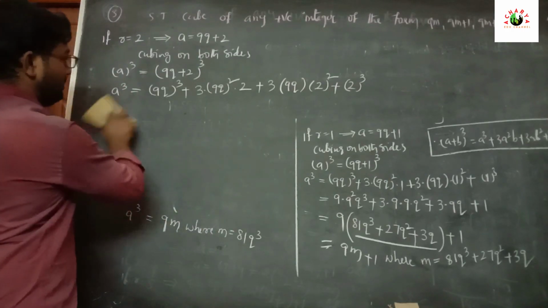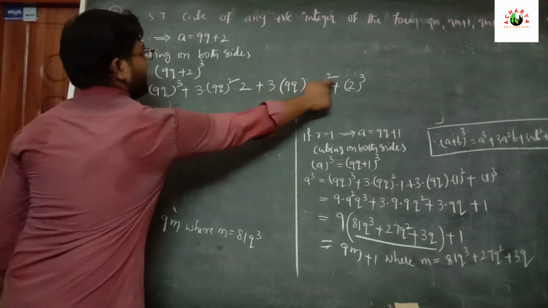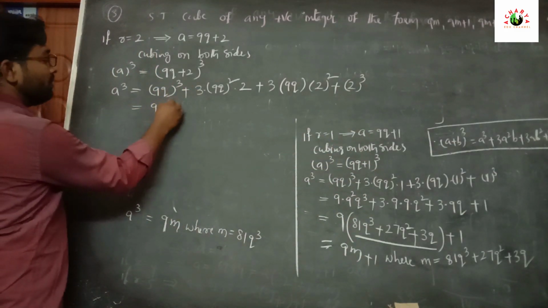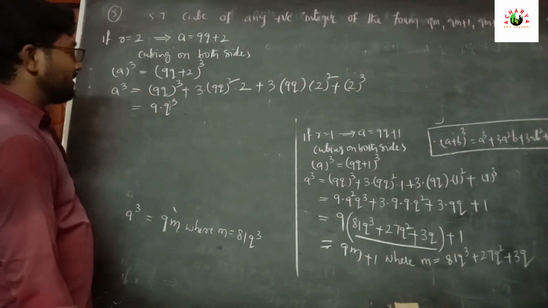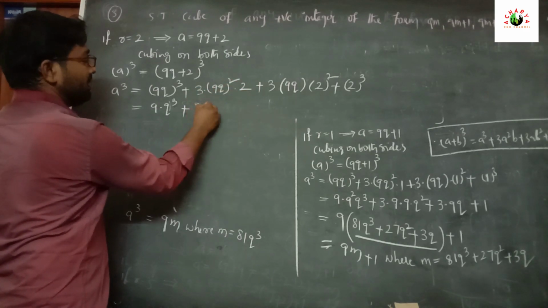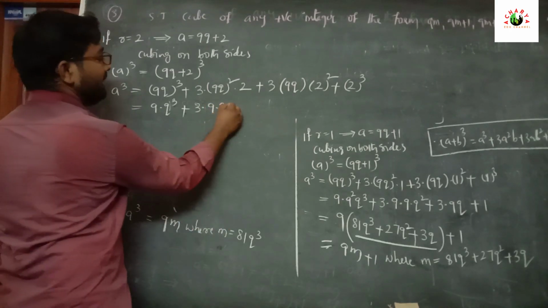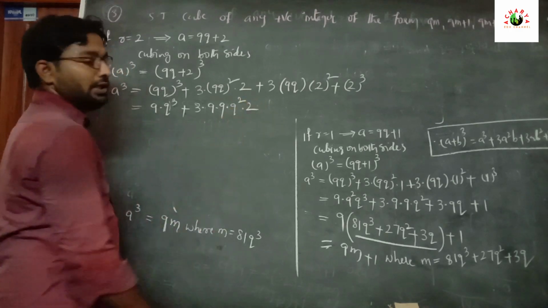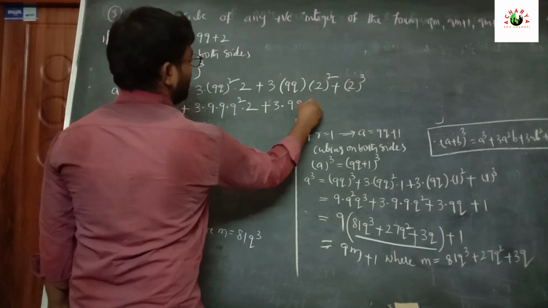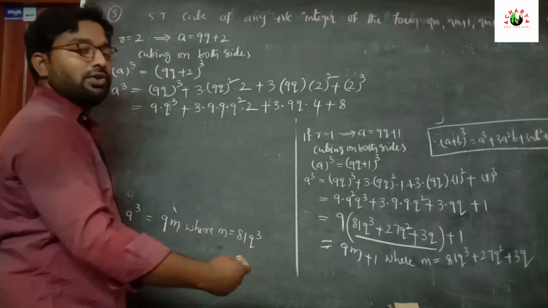See, a cube plus 3a square b plus 3ab square plus b cube. Now split here. Here (9q) cube, we can write 9 into q cube. Observe carefully here. Plus 3 into (9q) whole square, so 3 into 9 square means we can write 9 into 9, and q square, and 2. Next here, 3 into 9q into 2 square, value 4, plus 2 cube is 8, that is 2 into 2 into 2.